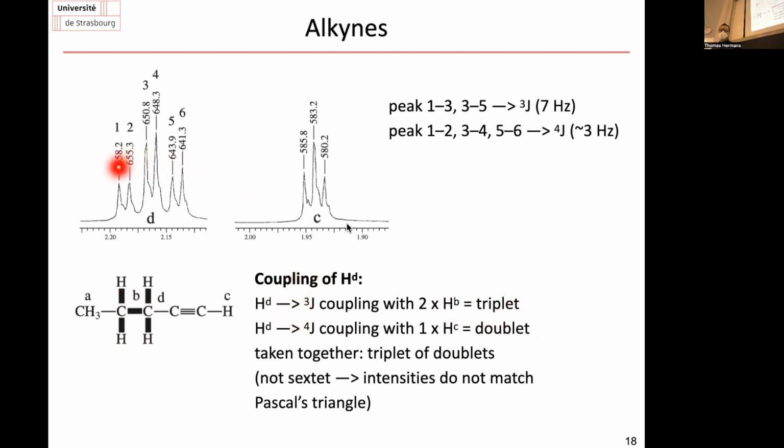And now we're going to look at the split, at the coupling constant, right? If we look between 1, 3, and 5, that's one triplet, we see that it's 7 Hertz, which is the normal 3J coupling. And if we look between 1 and 2, 3 and 4, and 5 and 6, we see that it's about 3 Hertz. So that indicates 4J coupling, which is from the alkyne. Right, so we have the triplet, we have the doublet, so we have a triplet of doublets.